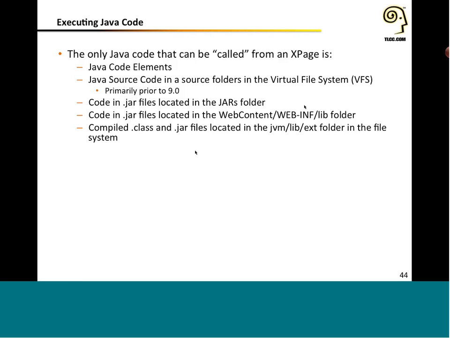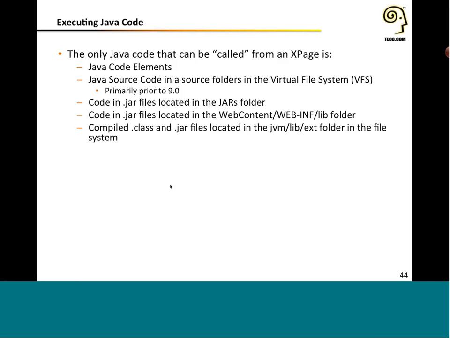Code in jar files that are located in the web content web-inf lib folder, and then compile class and jar files located in the JVM lib extension folder. The difference between all of this is these first 4 options are actually in the NSF. So the code is actually in the NSF, which is nice in that that code is then portable via replication.